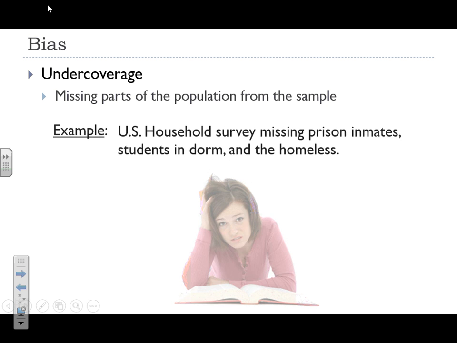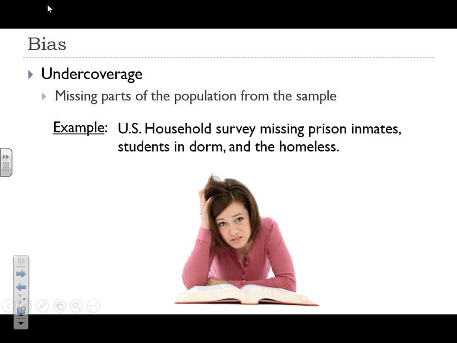So undercoverage is any time you produce a sample that is missing part of the population. Okay? Another example, U.S. household surveys. When they send stuff out to households, they are missing prison inmates, sometimes students in dorms don't always get that information, and the homeless. So if your population of interest is all U.S. adults, for instance, and you send out a U.S. household survey, you're possibly suffering from undercoverage because you're missing key components of your population. Does that make sense? So that's undercoverage. You're missing pieces based on your sampling method. Okay?